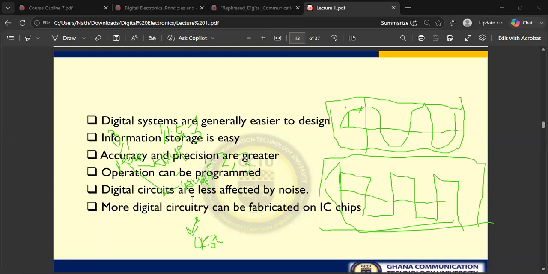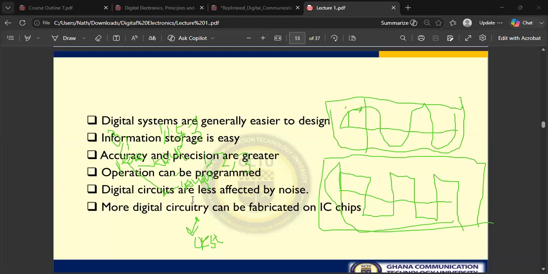So we have exhausted the advantages of digital system. Can someone give me one disadvantage of digital systems over analog system? I mean, in this world, there is always going to be advantage and disadvantage. So even though digital systems have much greater advantages over analog system, there are still disadvantages with digital systems as compared to analog systems. So give me one disadvantage of digital systems over analog systems.